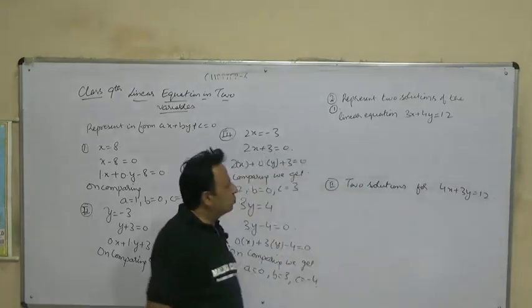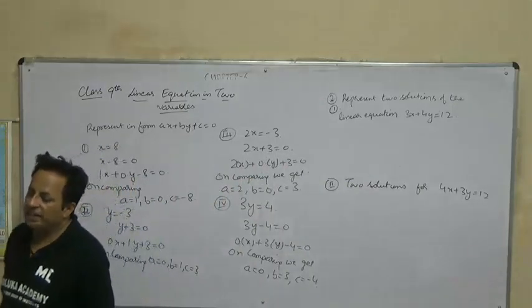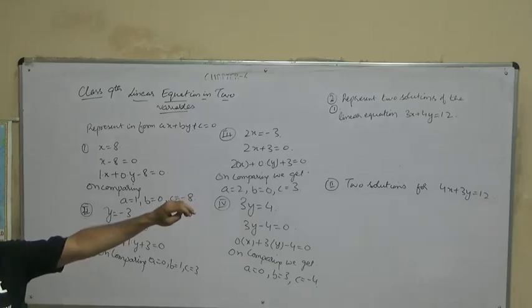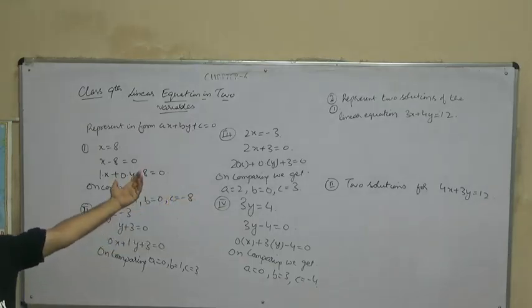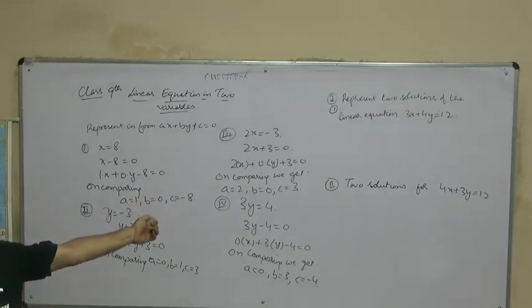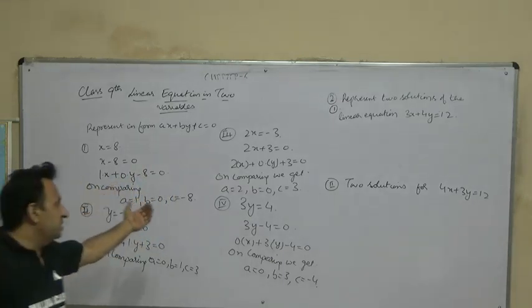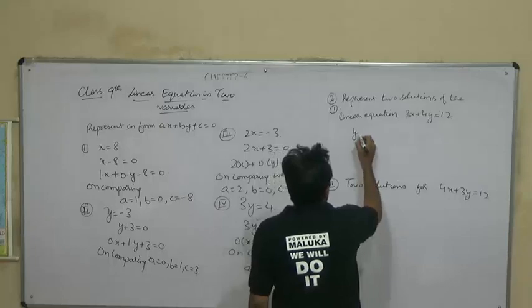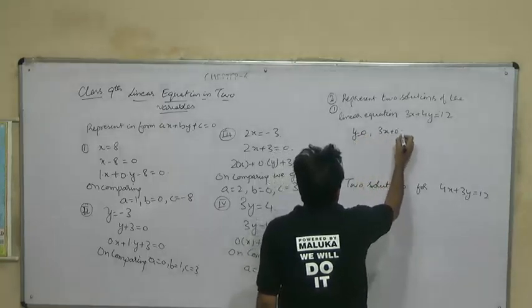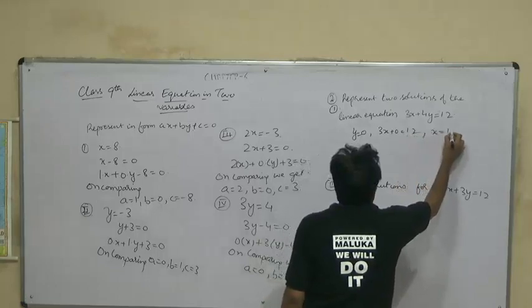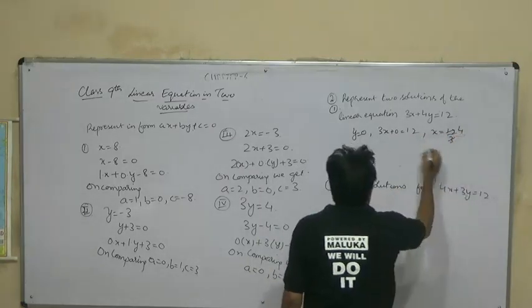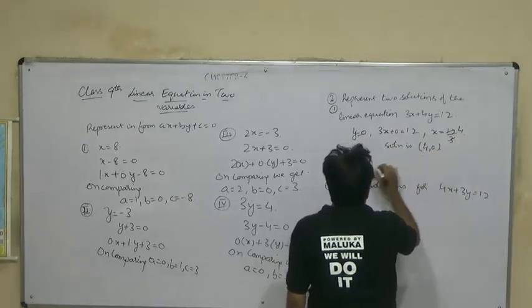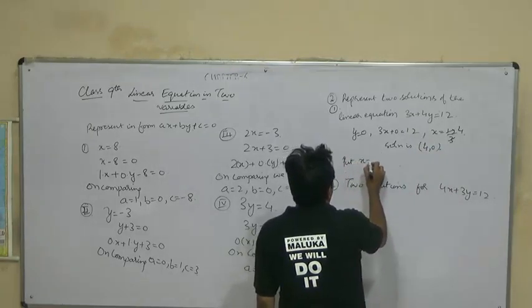So we need to find the two solutions. As I have told you earlier, in case of a linear equation in two variables, we have infinitely many solutions. So these are endless. But here we have to find only two of them, any two of them. Just put one value and we get the other value. First we will put y is equal to 0, so 3x plus 0 is equal to 12, and x is equal to 12 upon 3, it is 4. So the solution is 4 comma 0.